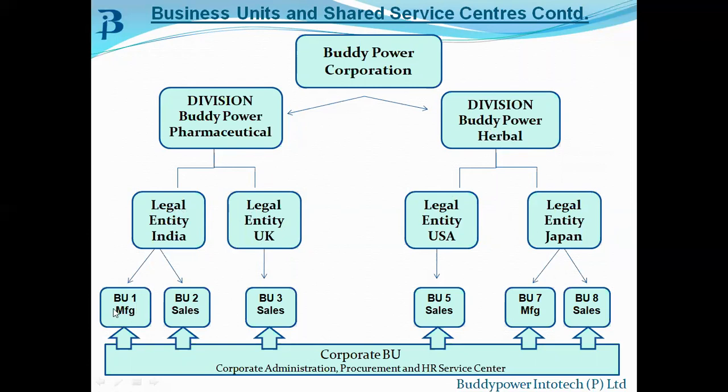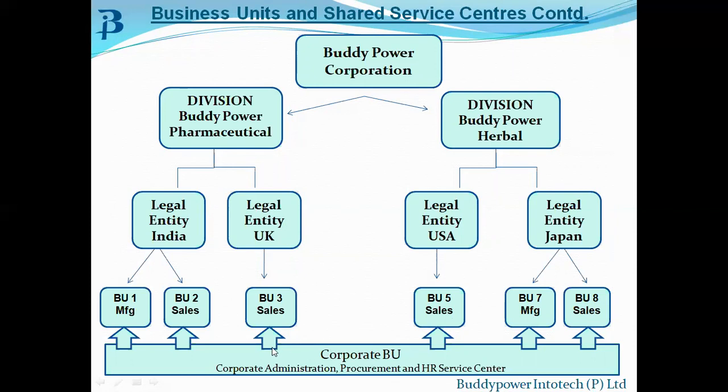Under the legal entity India, you have two business units, wherein one BU takes care of only your manufacturing work, whereas BU2 takes care of the sales of your products. The legal entity UK under the pharmaceutical division takes care only of sales. Under the herbal division, the legal entity USA has only one BU, which takes care only of sales of your herbal products. Under the legal entity Japan, you have two business units, in which one takes care of manufacturing and the other takes care of sales.